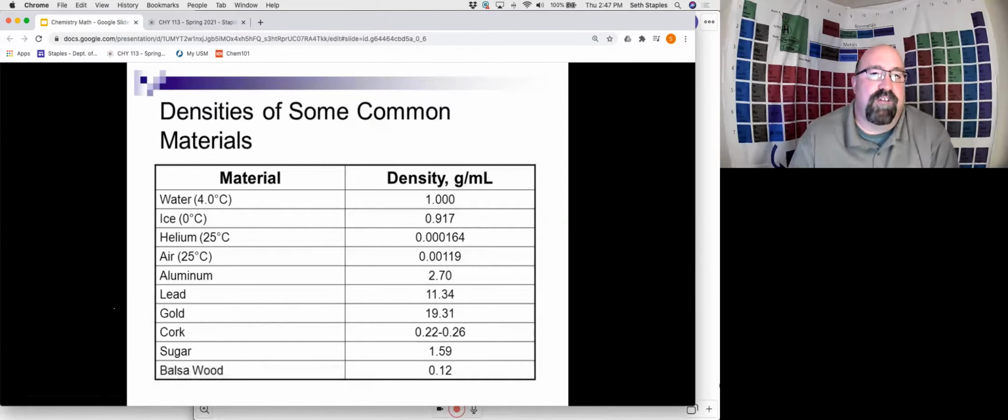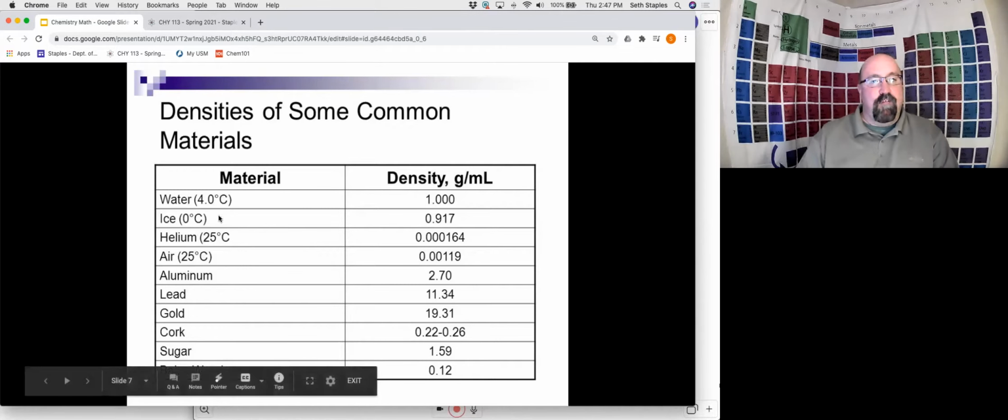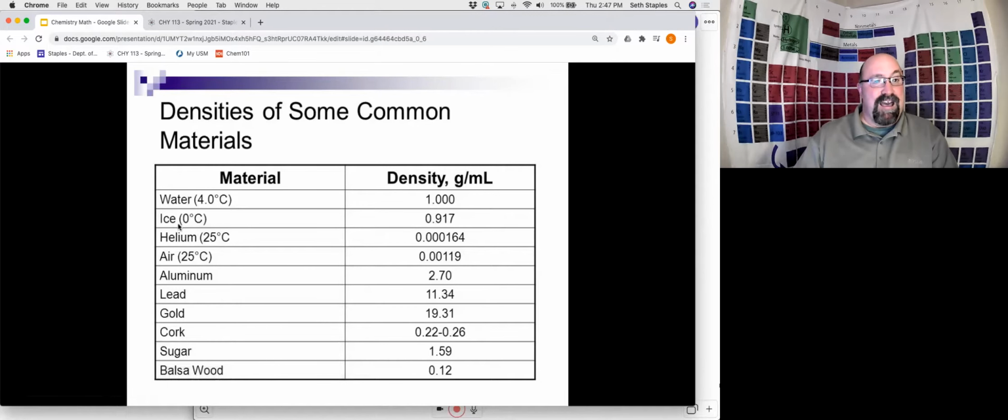And this chart just shows us the density of some common materials out there. The density of water at 4 degrees Celsius is 1 gram per milliliter. The density of ice, of solid water at 0 degrees C, is actually a little bit less, 0.917. We'll talk about some of the reasons for that when we talk about intermolecular forces and hydrogen bonding later in the course. But water is actually unique in this.